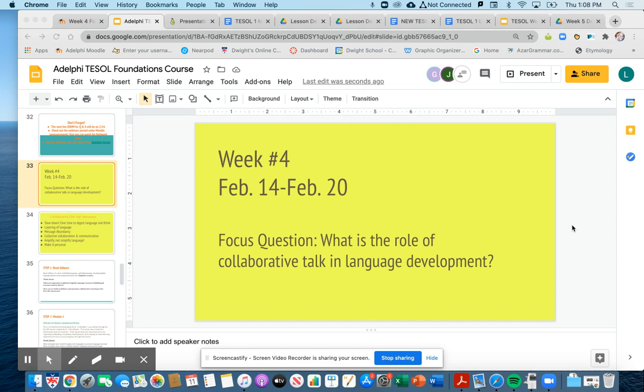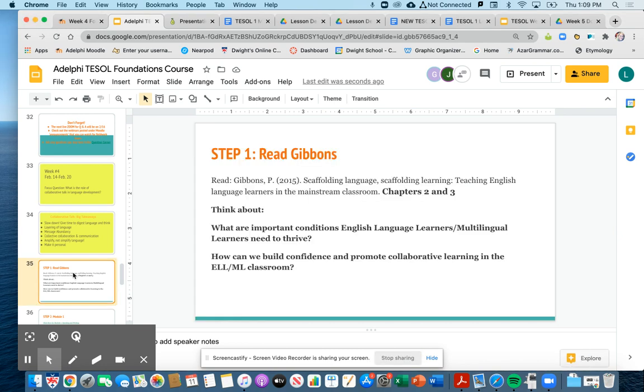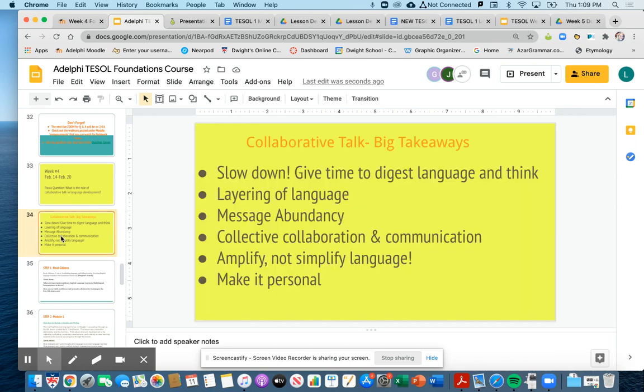This week, we'll be focusing on the role of collaborative talk in language development with English language learners. So this week, you'll be reading Gibbon's chapters 2 and 3, and that's going to focus pretty much on just collaborative talk and communicating in the classroom. So some big takeaways that I want you to focus on while reading those two chapters are the following.